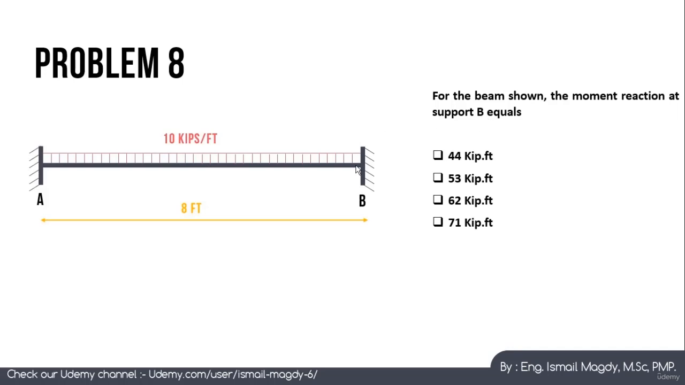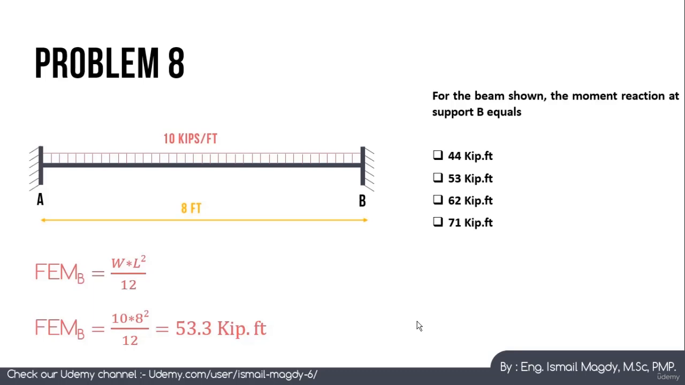In order to do that, we are going to simply use the equation for the fixed end moment, which we have in our reference book, and it says that the fixed end moment due to this distributed load equals wL² over 12. So the w here equals 10 kips per foot multiplied by 8², which is the length, over 12. This equals 53.3 kip-foot, because we used the kips unit for the load and we used the feet for the length.